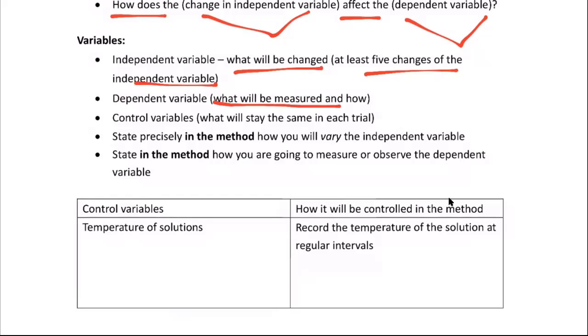The control variables, these are everything that's going to stay the same. So you have one independent variable, you have one dependent variable, and everything else should be a control variable, okay? So what's staying the same is, in my example, temperature and rate of reaction are my independent and dependent variables. Well, my control variables, I should be using the same masses, the same volumes of substances. I should be doing everything at the same standard temperature and pressure, because I'm going to be doing it here in the classroom at school.